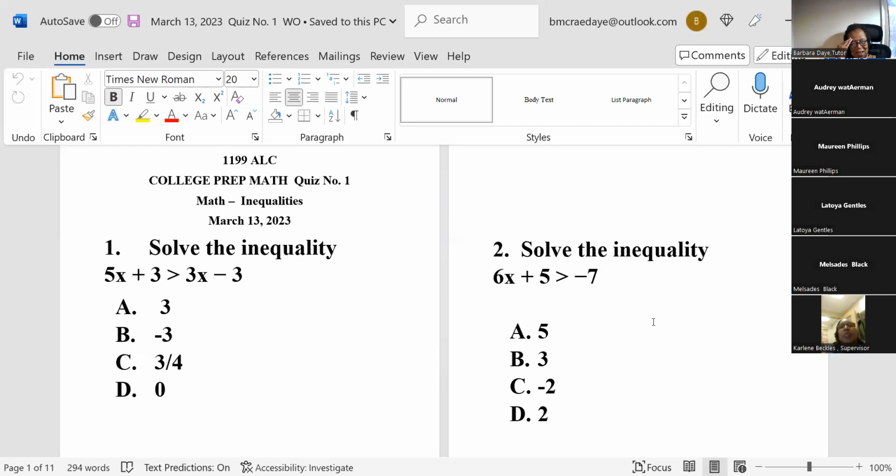Okay, let's solve this one. Mercedes, you want to do number 1? And remember, you want to get all of your variables together and all your constants together. So what did you do? Corrections. What did you do, Mercedes? There's more than one way you can solve it, but how did you solve it?